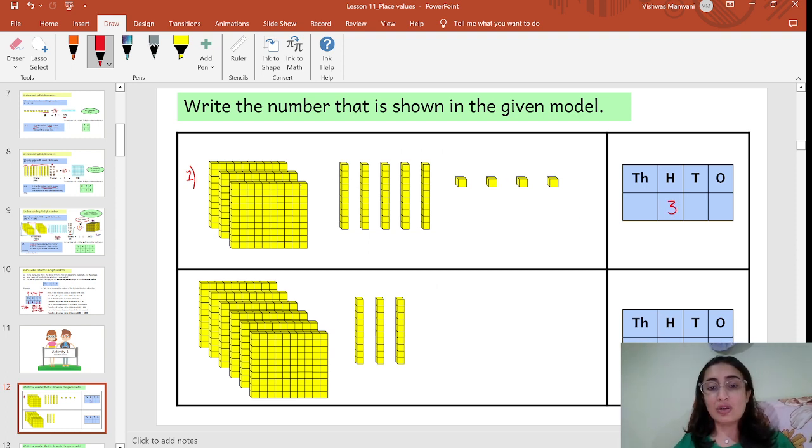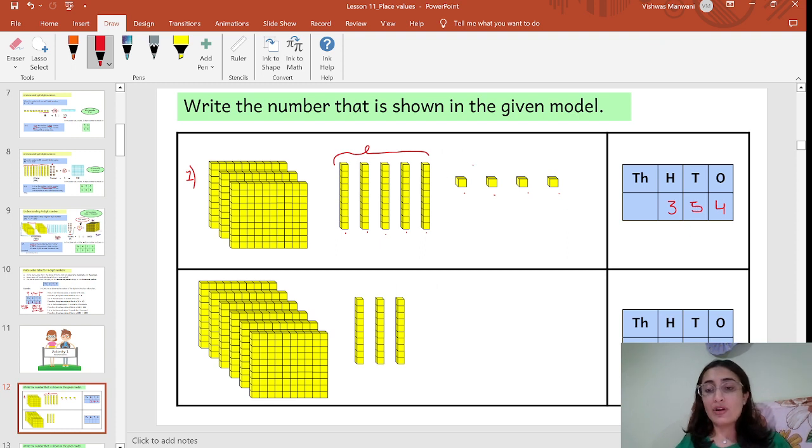Now let's look at the lines that we have. So we have 1, 2, 3, 4, 5 lines here. These 5 lines represent that my digit at the tens place is 5, and we have 4 single cubes. Thus my digit at the ones place becomes 4. So my number represented by the first set of images is 354.